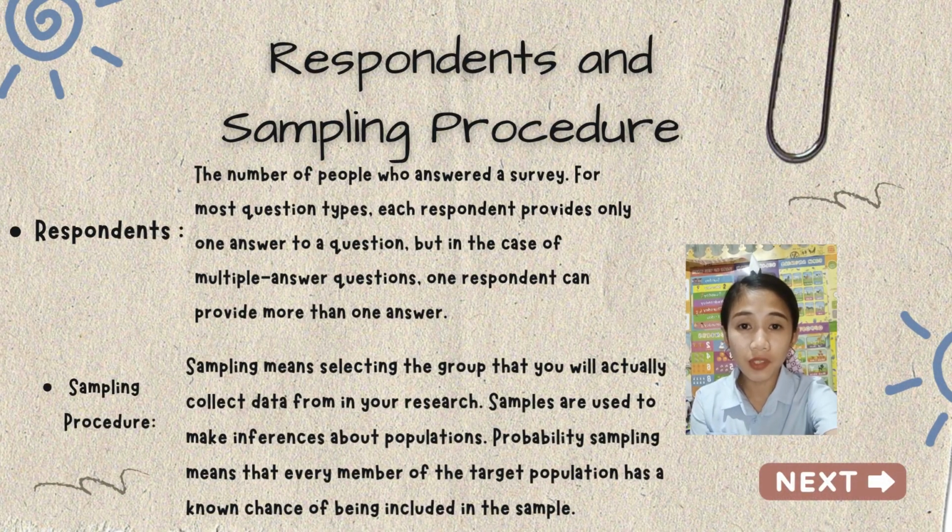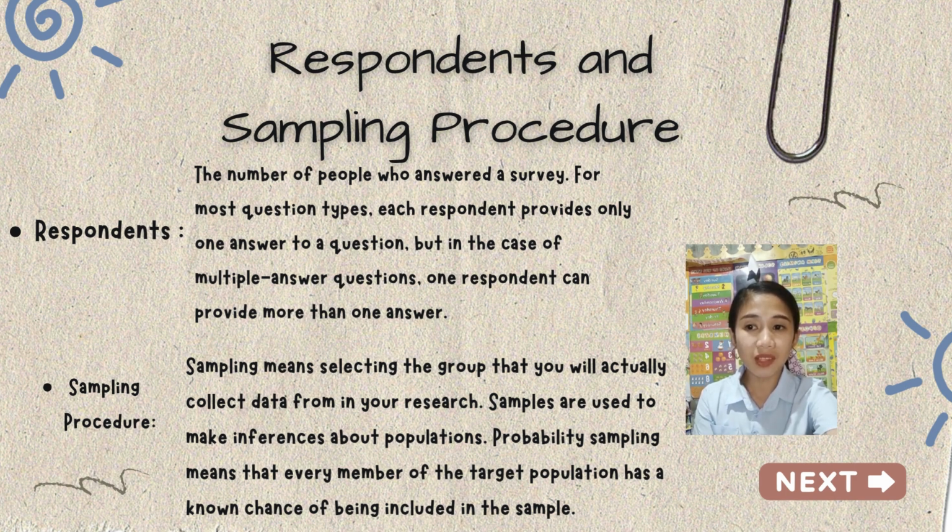Respondents and sampling procedure. Respondents are the number of people who answered a survey. For most question types, each respondent provides only one answer to a question. But in the case of multiple answer questions, one respondent can provide more than one answer. While sampling procedure, sampling means selecting the group that you will actually collect data from in your research. Samples are used to make inferences about populations.